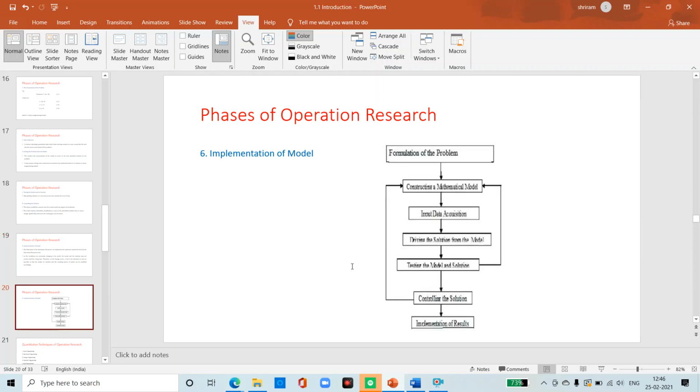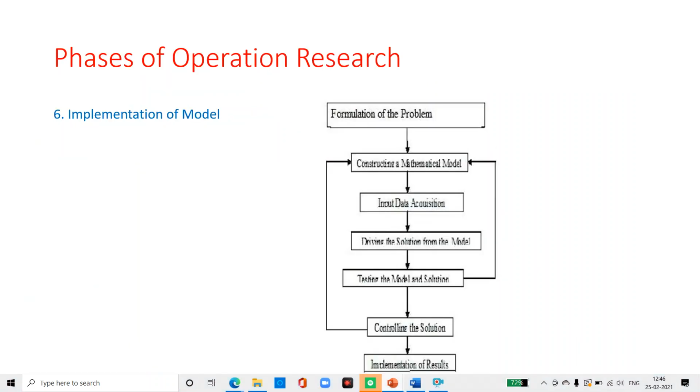So this is a simple flowchart for the phases of operational research. First, the formulation of the problem, then constructing the mathematical model, then input data acquisition, deriving the solution from the model, testing the model and solution. If the testing fails, then again constructing the mathematical model, input data acquisition, deriving the solution, then testing the model. After finishing the testing, controlling the solution.